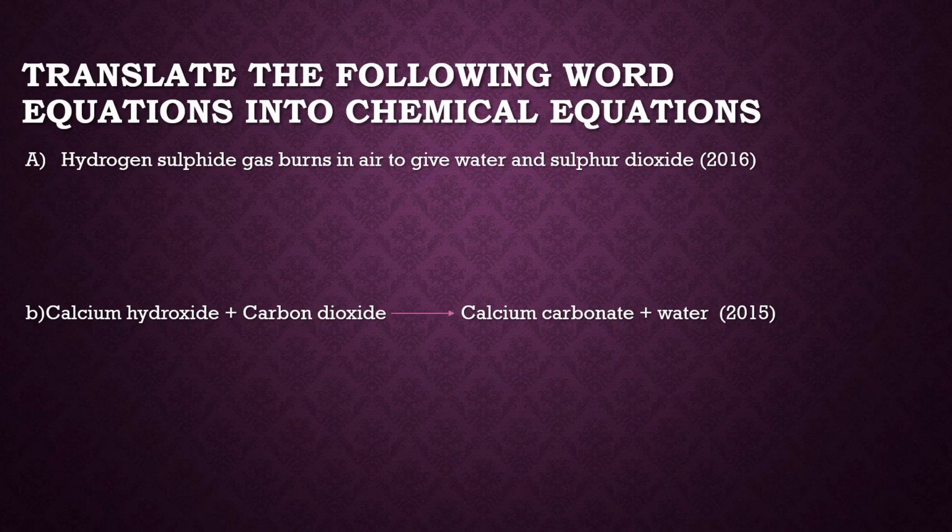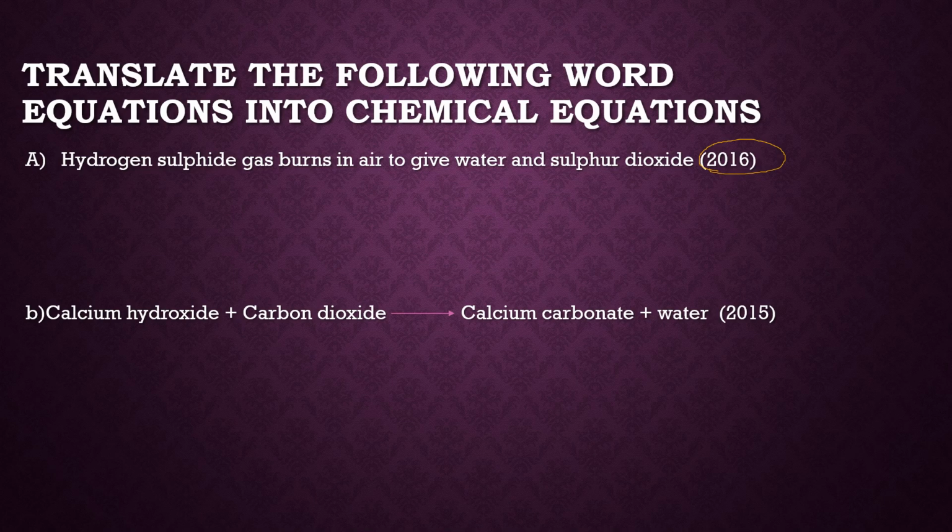Yes. So this question is similar to the previous question we saw in the previous slide, right? Now, we have to translate the given chemical word equation into a chemical equation. Now let us see in detail about it. Hydrogen sulfide gas burns in air to give water and sulfur dioxide. This question was asked in 2016. So I think you can expect such type of questions in the board examinations. It has been repeatedly asked.